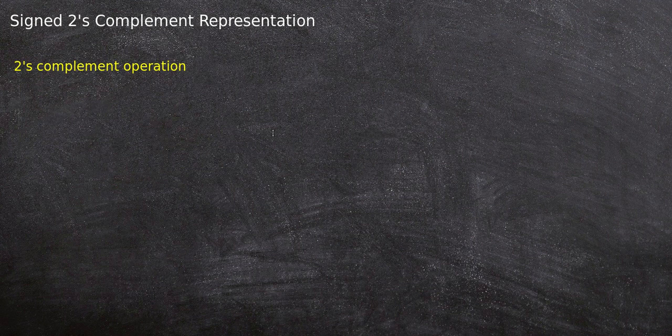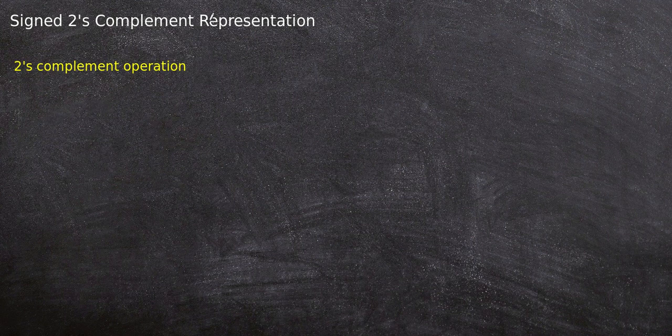In this presentation, we are going to discuss signed 2's complement representation. This is one of those methods by which a signed number can be represented. Earlier we have discussed signed 1's complement representation and signed magnitude representation. Now let us see the most popular and most used representation method, that is 2's complement representation.